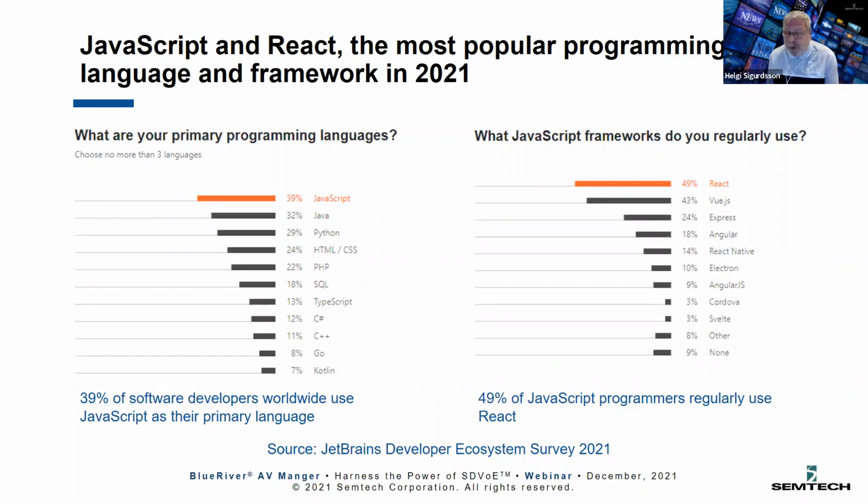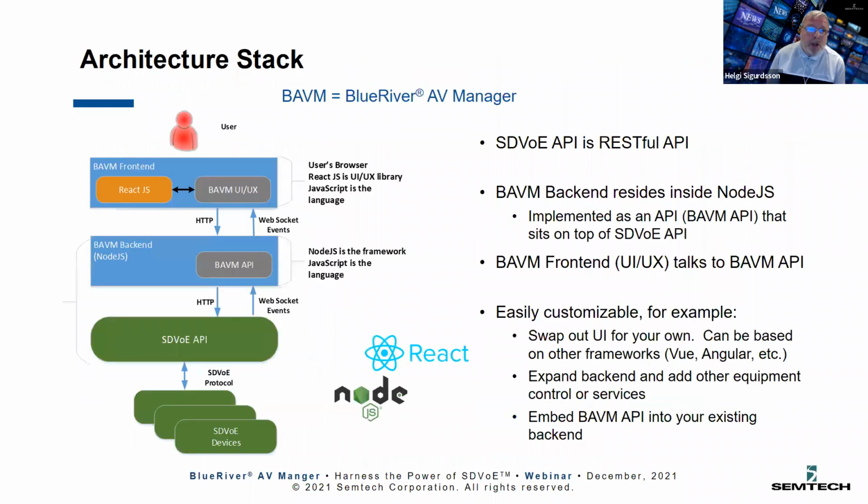Now, with regards to React, when we picked a framework, we decided to go with something that is common and popular. And it turns out that of all the user interface or GUI frameworks for JavaScript, React is the most popular today. So when we take a look at how the blueriver AV Manager application itself is architected, this is a good graph to understand that.